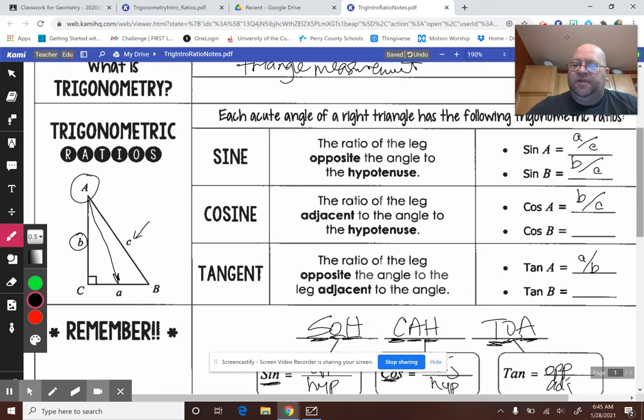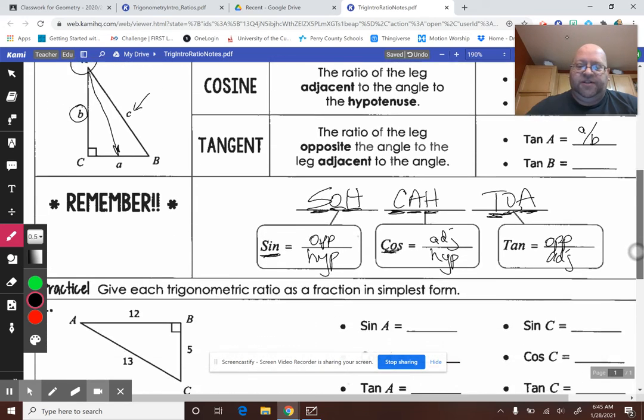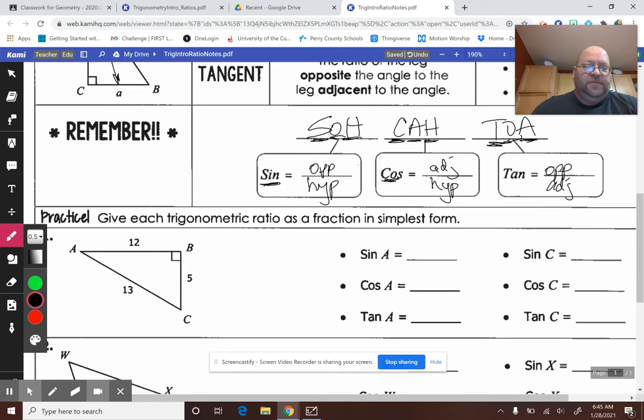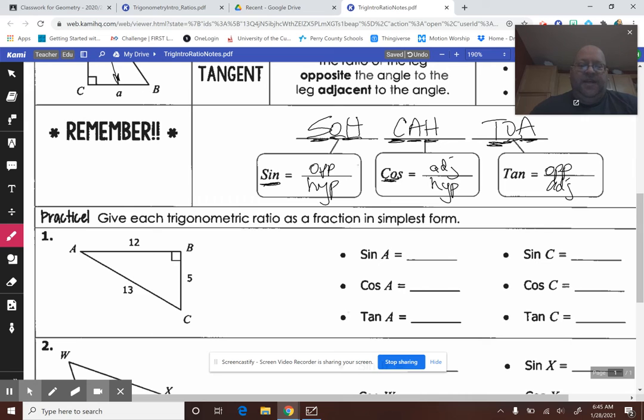Now let's look at this with some live numbers because I think it'll make a little more sense. So we're looking at problem number 1 right here, and it's giving me this triangle, and it's going ahead and giving me the sides. You notice that? It's giving me the sides that are here.